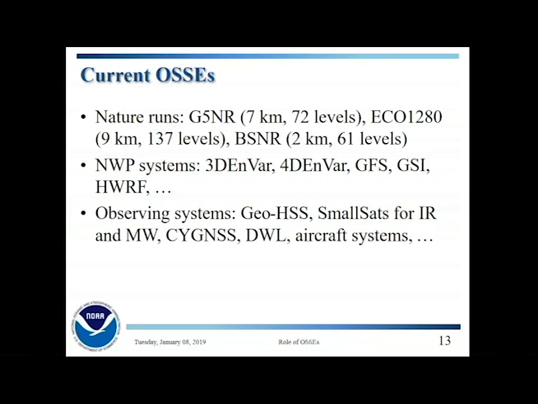All these are now available, and we've got a number of different NWP systems that we are using in these OSSEs, from 3D-Var to 4D-Var, making use of the operational GFS, GSI, and HWRF systems. And I just listed a few of the observing systems that we're looking into now. These include geostationary hyperspectral sounders, small sats of varying designs for infrared and microwave observations, the Cygnus data, which is now operational, so now we're running OSSEs, not OSSEs, Doppler wind lidar, and various aircraft systems.